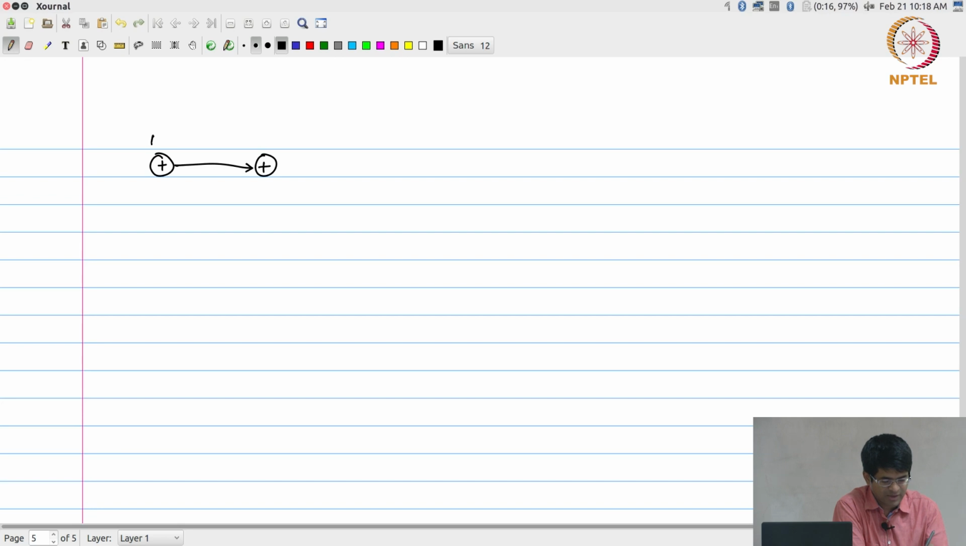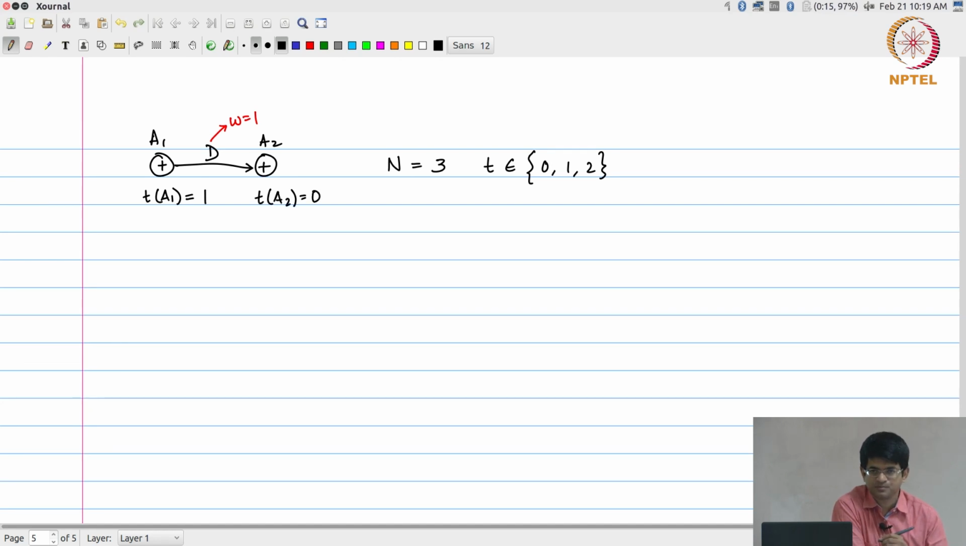I am going to take the same a1, a2, but now I am going to say I am pipelining this, put a delay element on it. So this basically says that w is equal to 1. Now again let us just continue working with n equal to 3. Now interestingly I can choose any other value of t of a1, and just to see how to do things, I am going to choose t of a1 equal to 1, t of a2 equal to 0, and let us see what happens to the df value now.